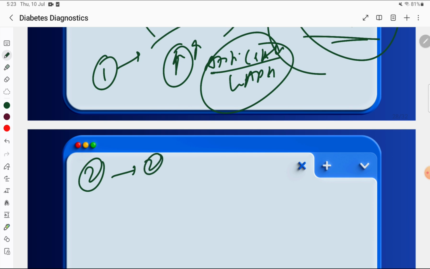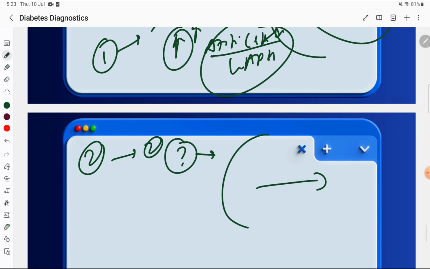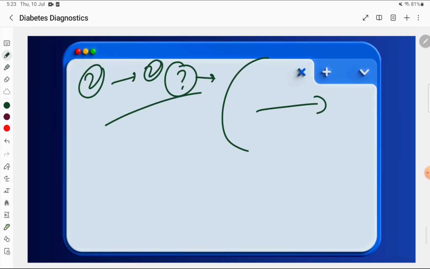A 50-year-old woman with iron deficiency anemia and fatigue has an HbA1c of 7.5%, but her fasting and postprandial glucose levels are consistently normal. So what is going on in the patient? Okay, so you need to tell me now what is wrong with the patient. You pause the video, write your interpretations, and then we come back. Okay, so I hope you have written your interpretations. Now let us move on to the answer.